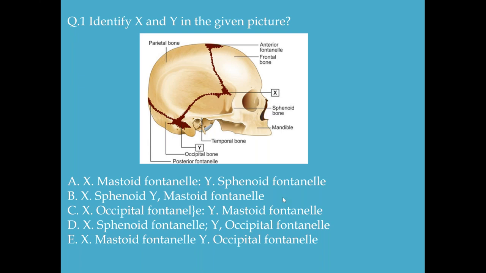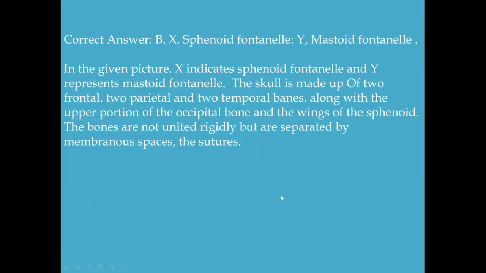So what is the answer? I will say A. Others? I agree with B. Why? X is sphenoid and Y is mastoid fontanelle. Yes, the correct answer is B. B is sphenoid fontanelle and mastoid fontanelle. So in the given picture, X indicates the sphenoid fontanelle and Y represents the mastoid fontanelle.